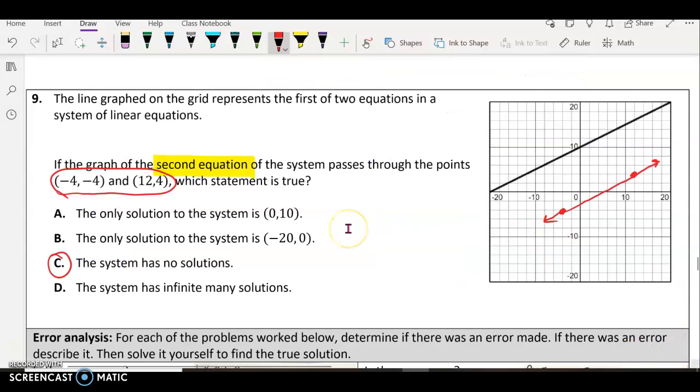Looking at number 9, your best bet is you already have one of the lines graphed and the other one goes through these 2 points that I have circled. Plot those 2 points and then graph the line, and you can see that they never intersect, which means there is no solution. But guys, you would have to draw this on your own paper. Keep that in mind, okay?